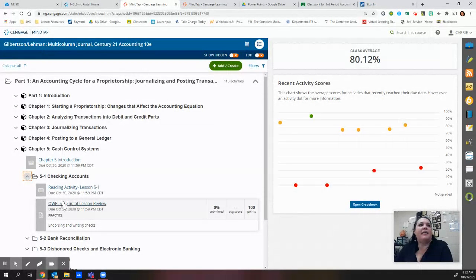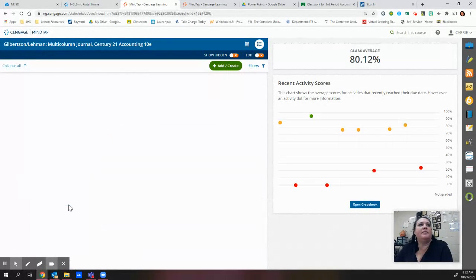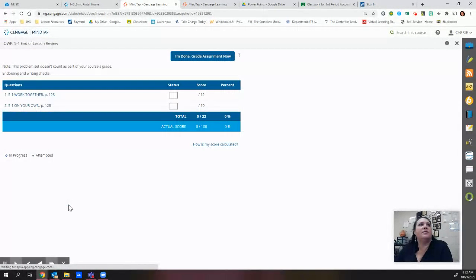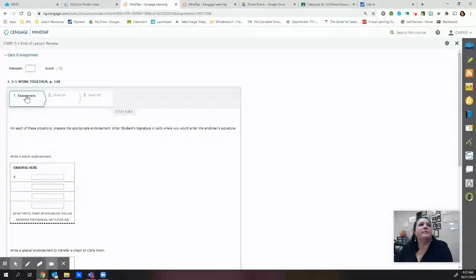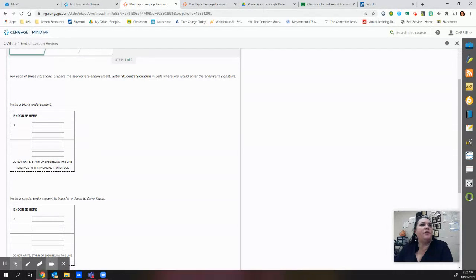Okay, welcome back. Now we're going to do the OWP problems. Let's start with the work together problem. For each of these situations, prepare the appropriate endorsement. Enter the student's signature in cells where you would enter the endorser's signature. So a blank endorsement, remember, only has your signature here. Oh, we actually have to write student signature.